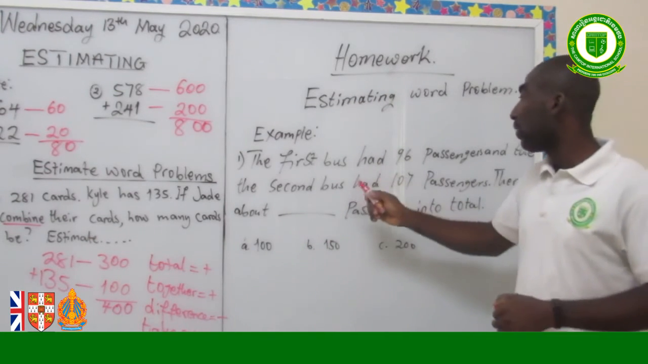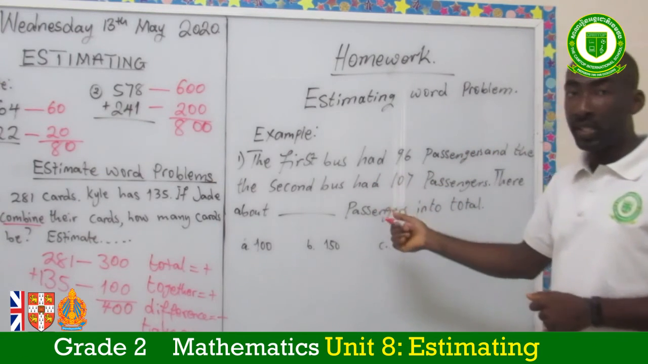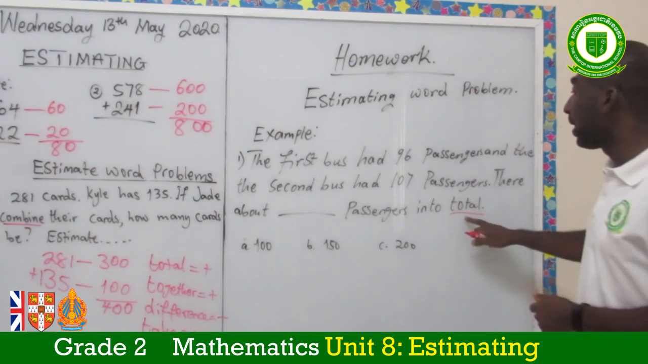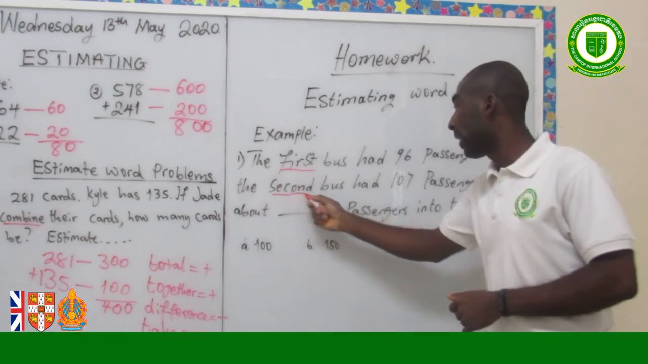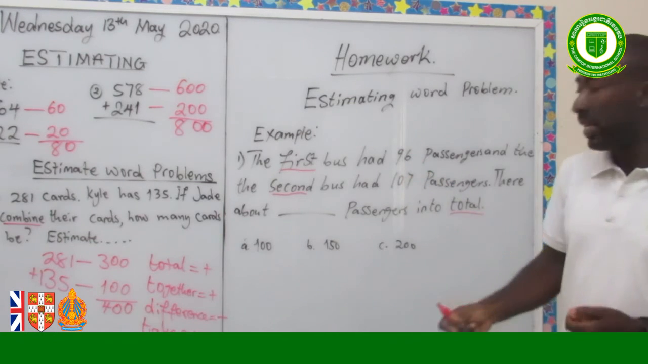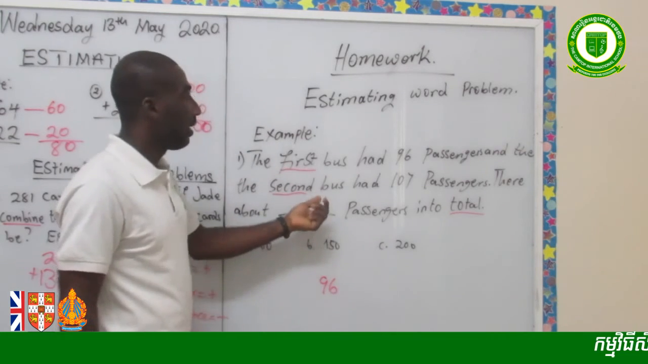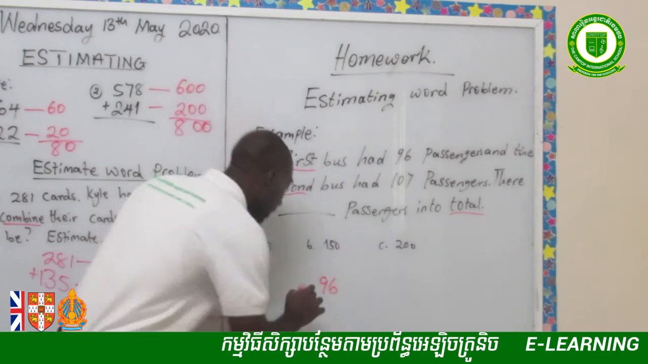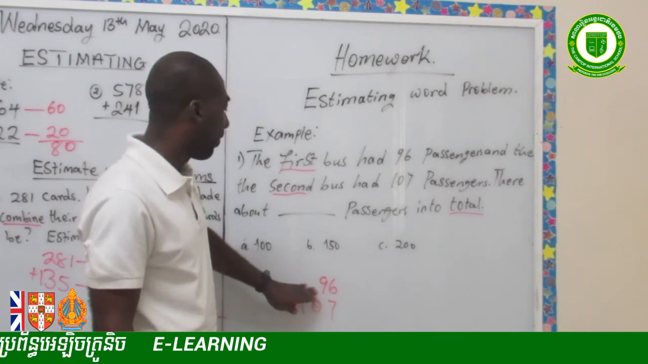So the keyword that we can also find in this particular word problem is this word, total. So the total here becomes a keyword to combine the first bus and that of the second bus. So what is the value for the first bus? It is 96. So you have the 96 here, and then the number of passengers for the second bus becomes 107.